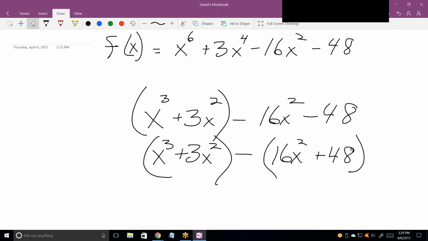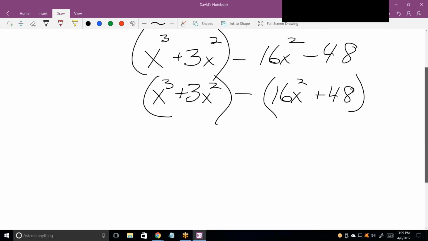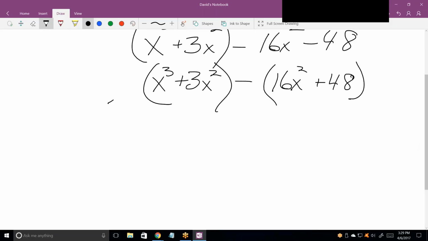Now that I've done that, now factor out the greatest common factor from each set of parentheses. I think for the first one it's x squared. Times what?